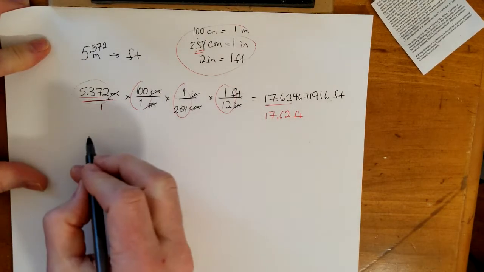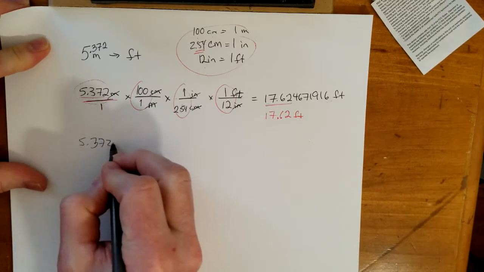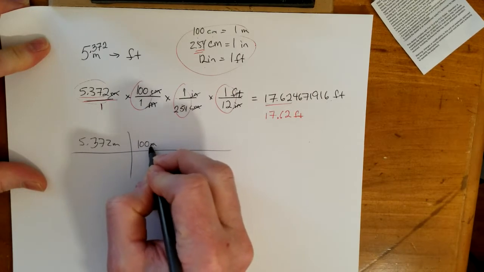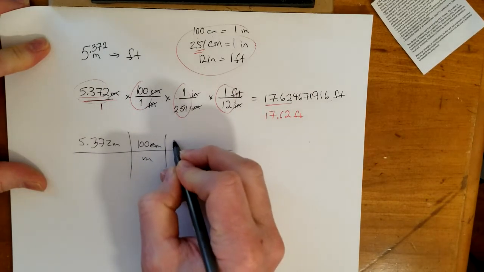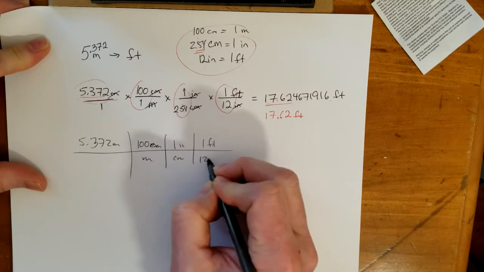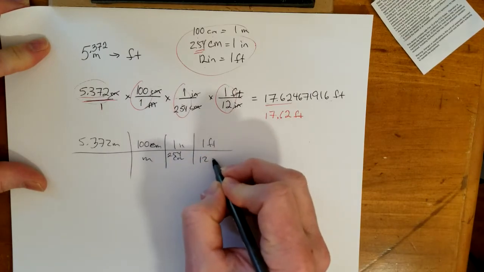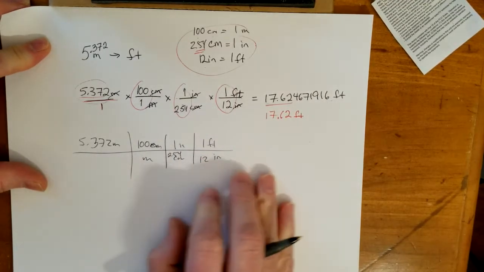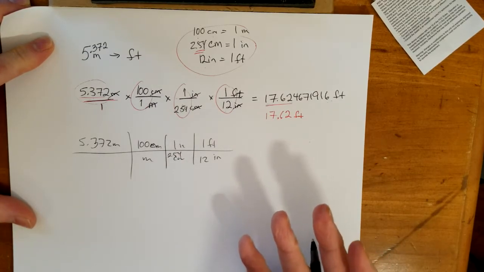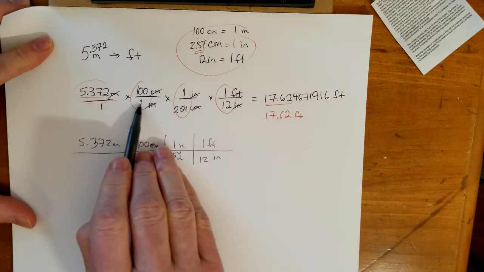Now, there are some people who do the grid, so 5.372 meters, and they set up this grid of 100 centimeters per meter, 1 inch per 2.54 centimeters, and 12 inches for 1 foot. I'm not as big a fan of this style, and there's nothing legitimately wrong with it, but to me, what we're doing here is we're multiplying by 1.